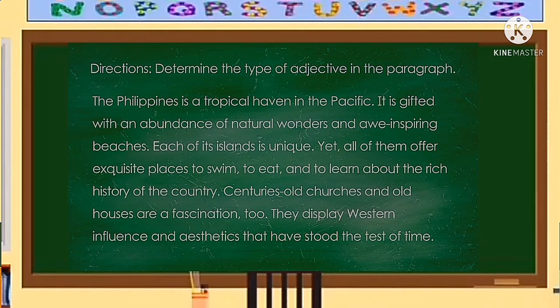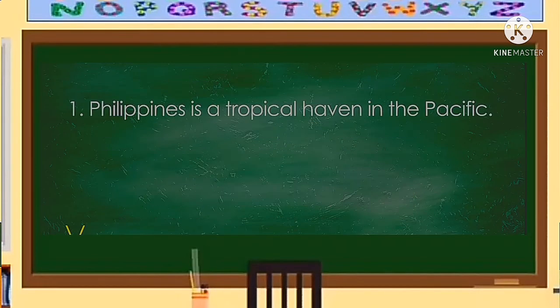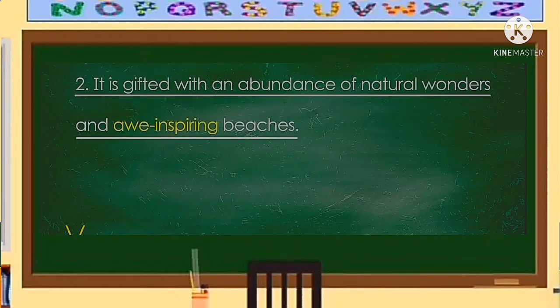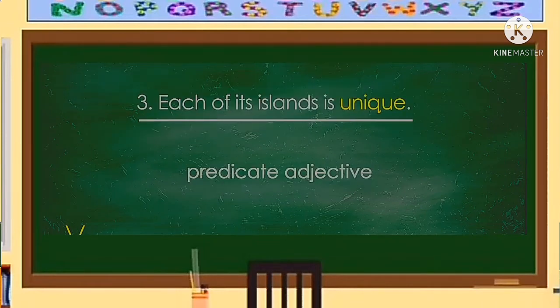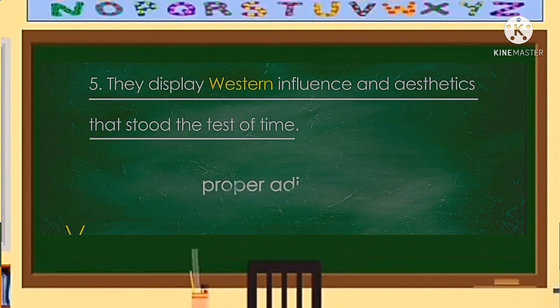Time is up. The adjectives in the paragraph are tropical, awe-inspiring, unique, centuries-old, and Western. Now let's find out what these adjectives are. Tropical is a predicate adjective. Awe-inspiring is a compound adjective. Unique is a predicate adjective. Centuries-old is a compound adjective. And Western is a proper adjective.